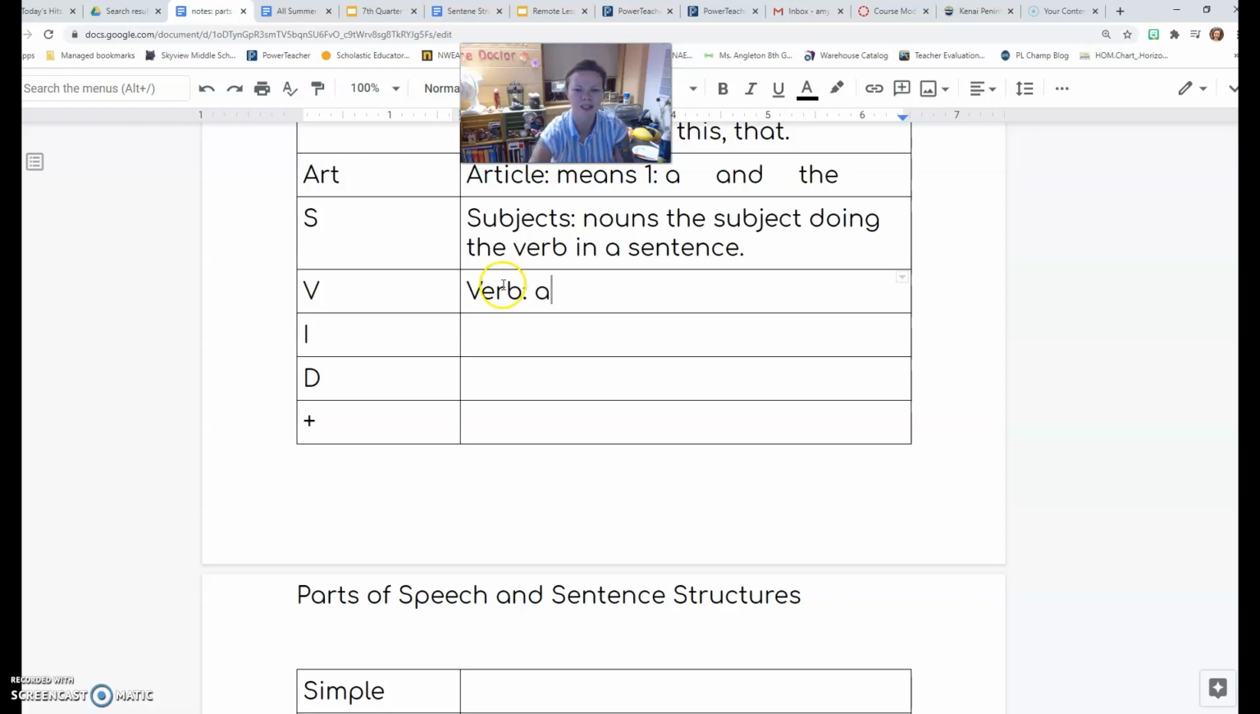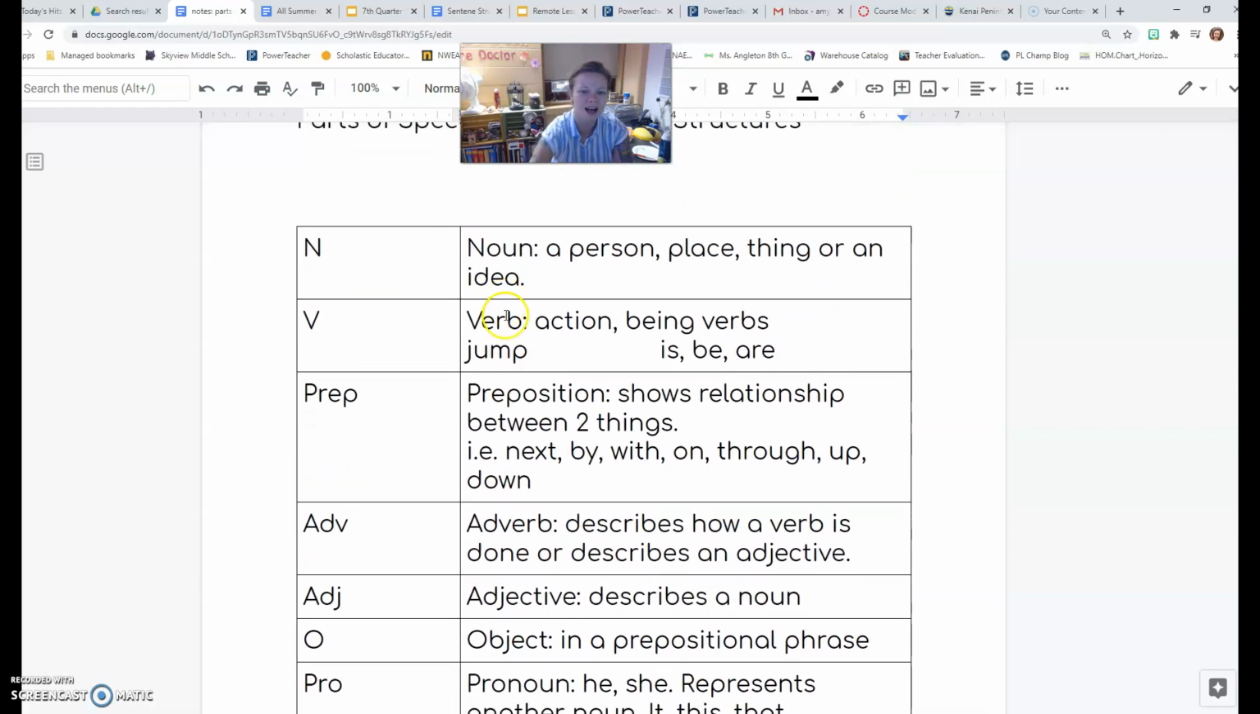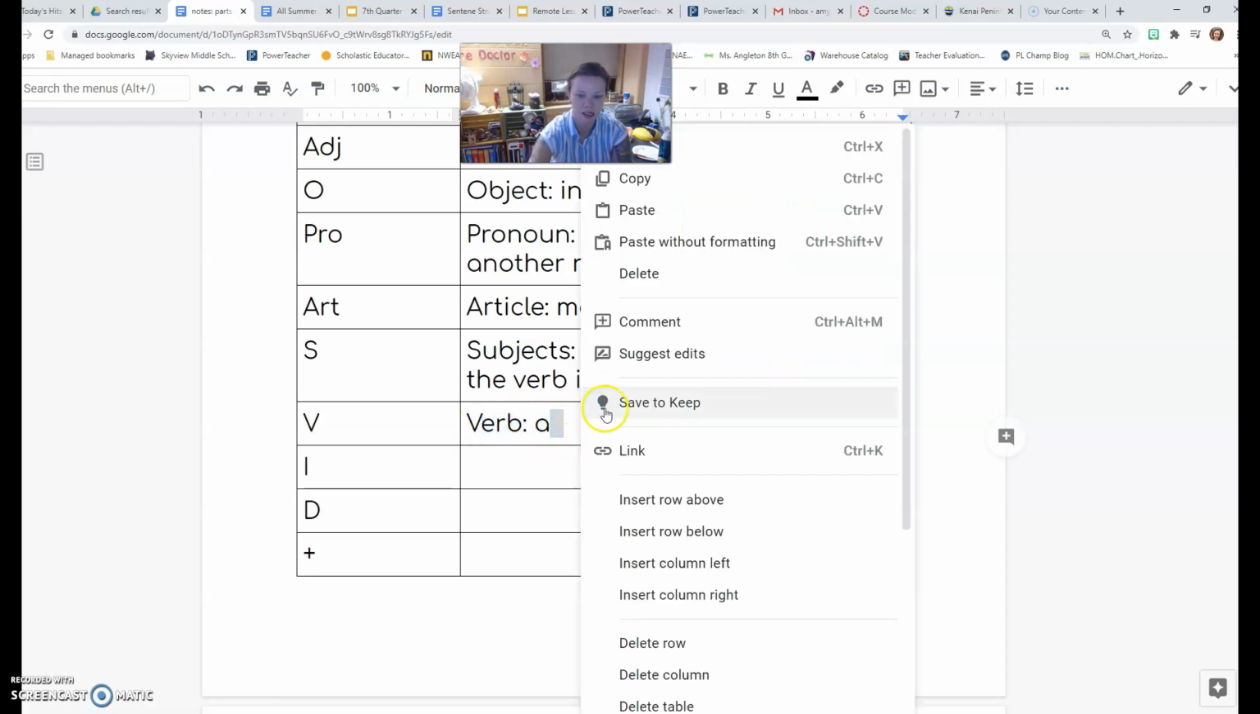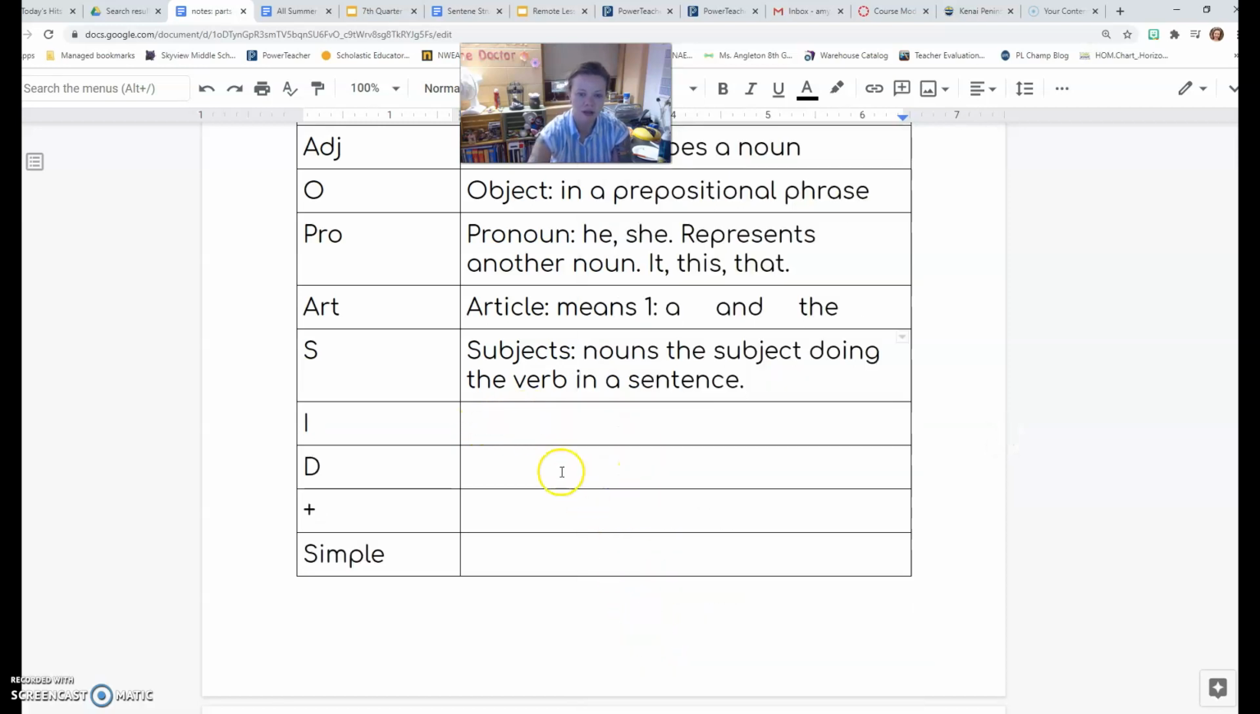Oh, I already did verbs, didn't I? We already did verbs. Ha ha ha. Oh my goodness. Silly me. Taking that one out.